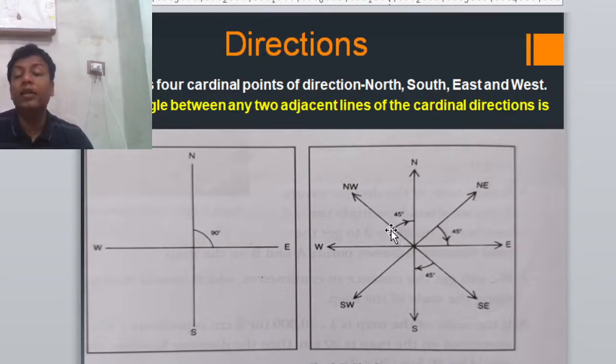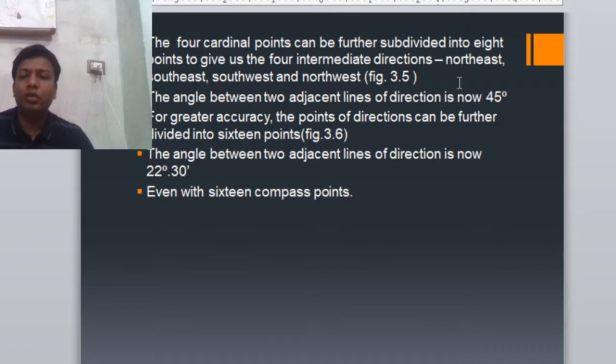Definitely you find directions in a clockwise manner on the topographical sheet. So like this, you have the northwest direction, southeast direction, southwest direction, like that. Okay, now you have an idea of northeast, southwest, northwest, subdivided into eight parts. Now this 45-degree angle can also be divided in half. Half of 45 is 22 degrees and 30 minutes.